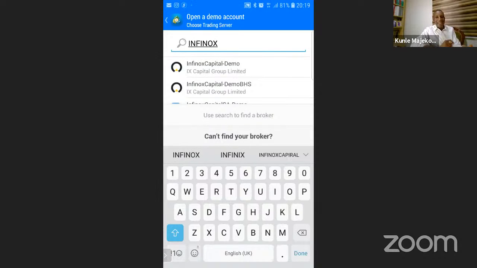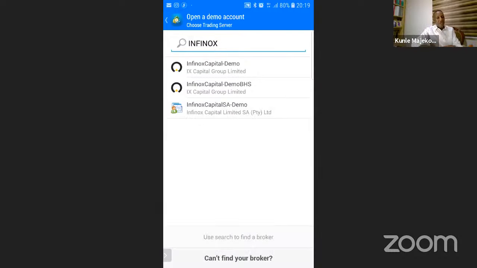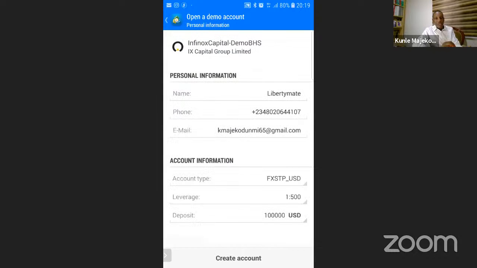Infinox Capital. I type it in, and it is showing me their demo accounts. They have Infinox Capital Demo, Infinox Capital Demo BHS, Infinox Capital SA Demo. Now, let's just choose the one with BHS. I use that one. Okay, I click on that one with BHS. Infinox. Now, it's telling you to put in your personal information.